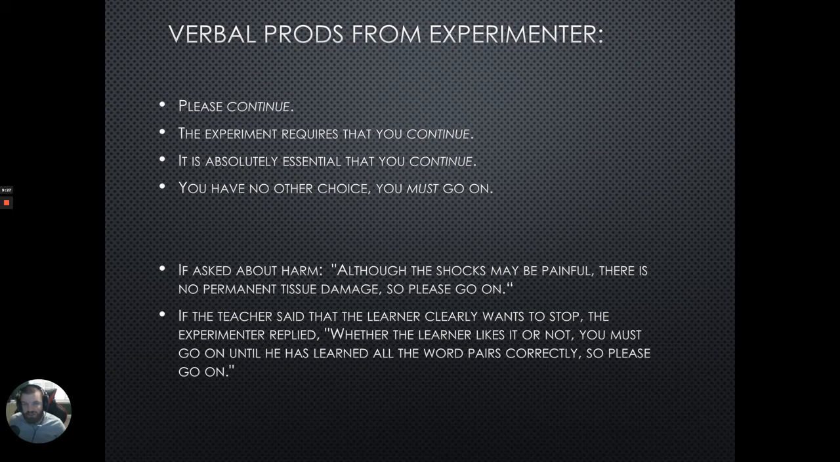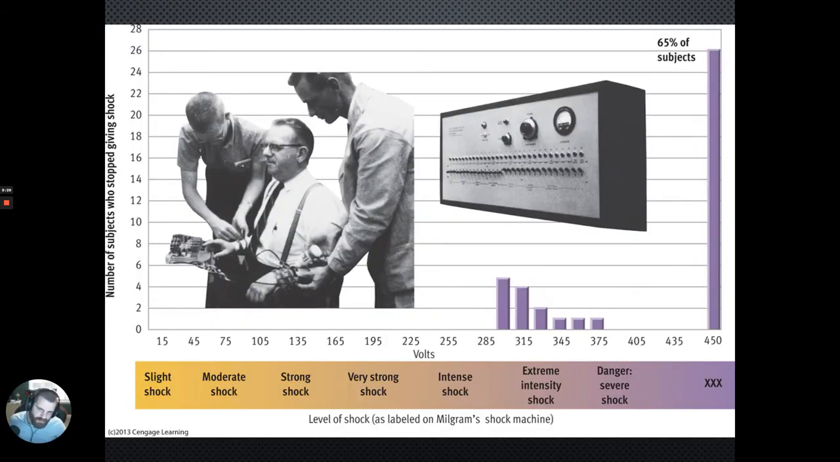So let's take a look at the results. The initial shock was 15 volts, and it went as high as 450 volts. And this is why the results of the Milgram test are often labeled as shocking. It's because 65% of the participants involved in the study went all the way to 450 volts.